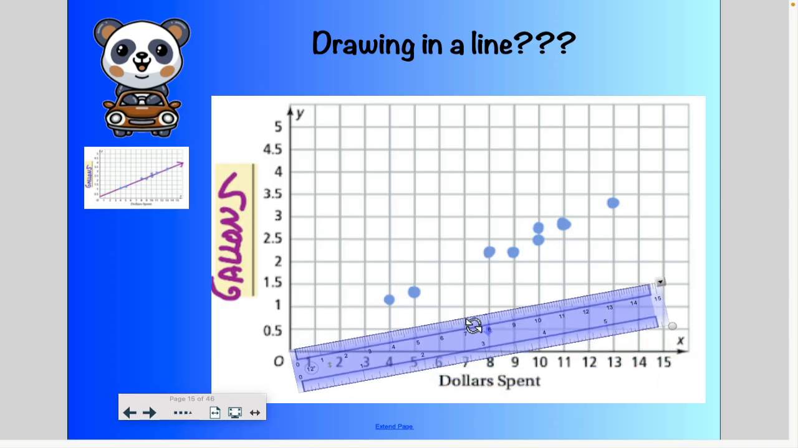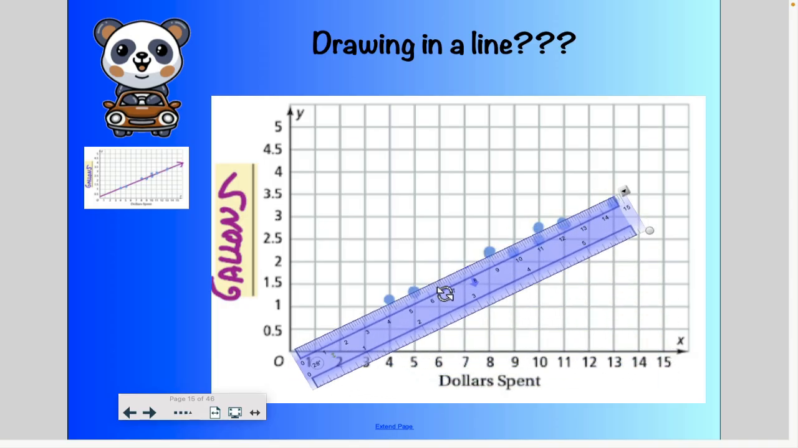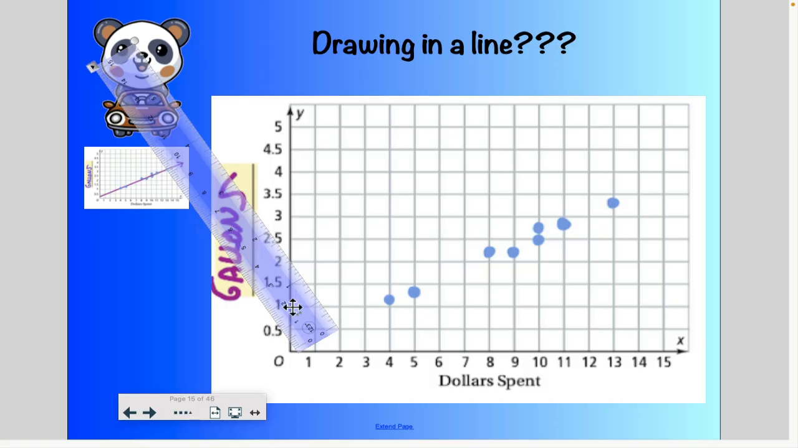So, are you going to have to play around with the ruler a little bit as you work through these on homework? Yes. You're going to have to take some time, line them up, and kind of get the feel. But you'll get better at it. So let's talk about the lines that you draw and whether or not they're any good.